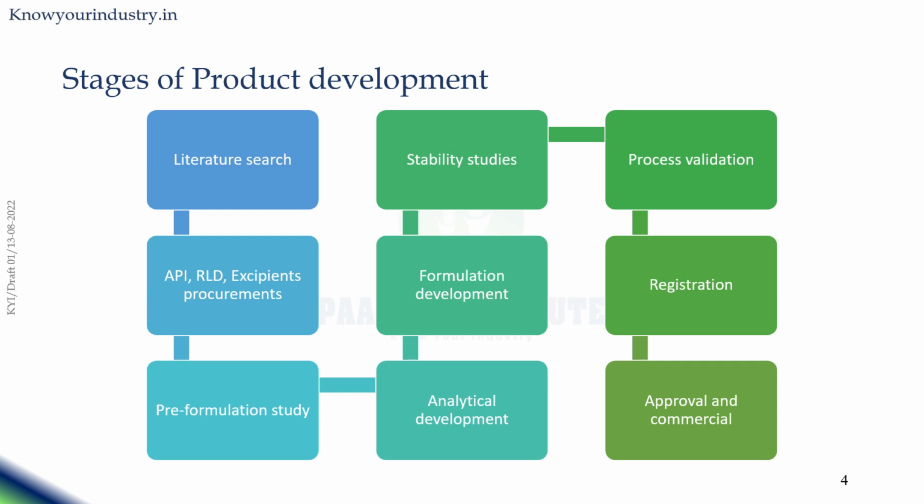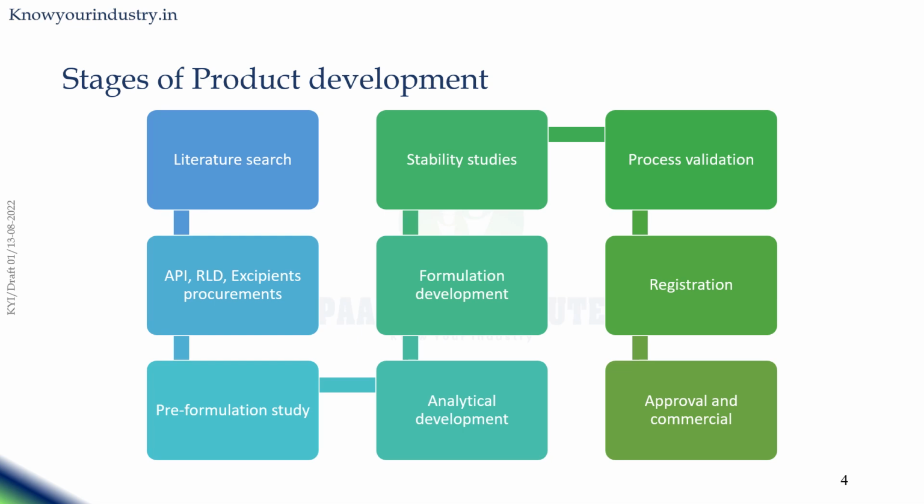The next is the API. API is nothing but active pharmaceutical ingredient, and RLD is nothing but a reference listed drug, and excipients procurements. So these are one of the key parameters which involve a lot of logistics and a lot of supply chain issues. And this would not need a lot of scientific skills, but however, you guys should know this. What is the importance of each element?